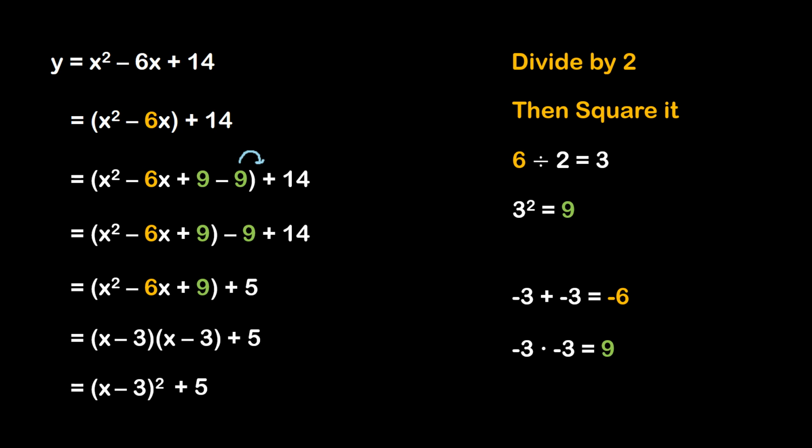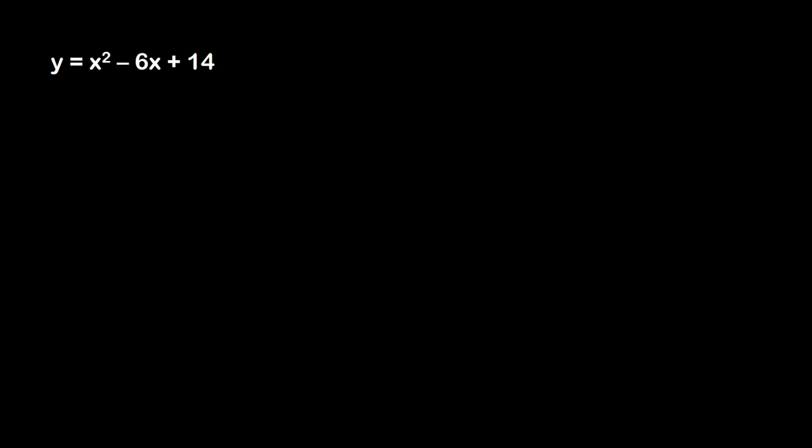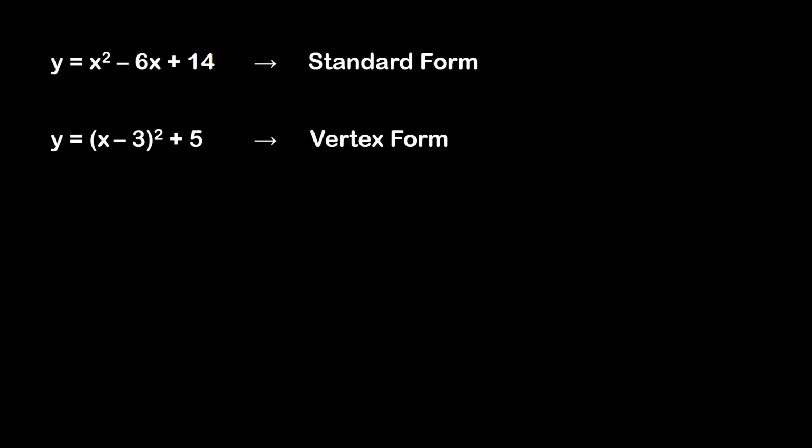So to summarize, we have that y is equal to x squared minus 6x plus 14, which is the equation that we began with in standard form, and by completing the square we have established that y is equal to (x minus 3) squared plus 5, which is the equation in vertex form. Okay, and I told you that vertex form is very useful for sketching the parabola.